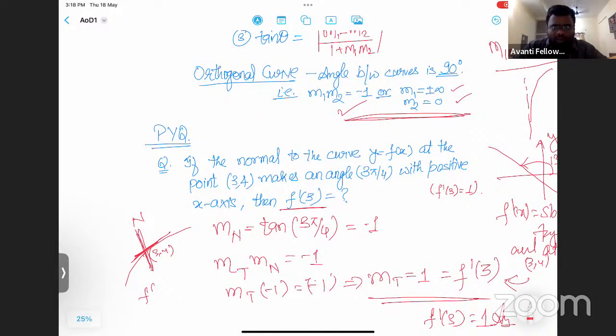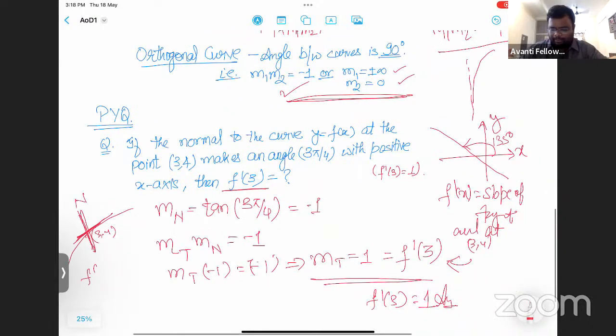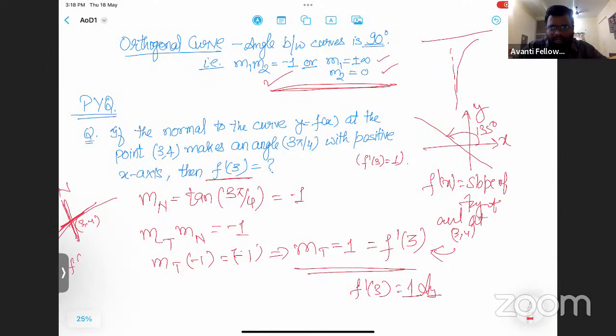Is this clear to everyone? I hope everyone is getting what I'm trying to explain here. Great. So shall we move on to the next part? Recently, there have been very few questions from normals, and mostly the questions come from maxima, minima, and monotonicity. So we will now move on to the monotonicity part. Okay. Cool. So let's move on to monotonicity.